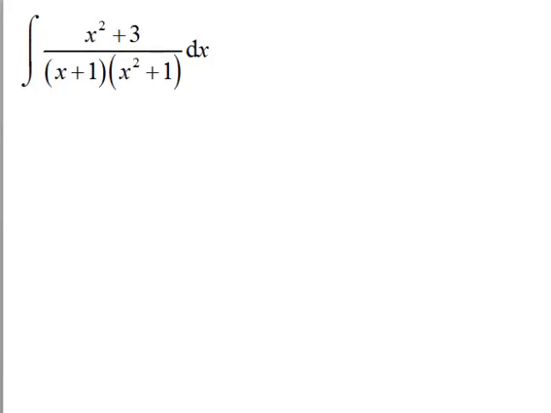Here as we look to integrate this rational function, we see the denominator is already factored and won't factor anymore, so we're going to do partial fractions, get that split up. So we have x squared plus 3 over x plus 1 times x squared plus 1.